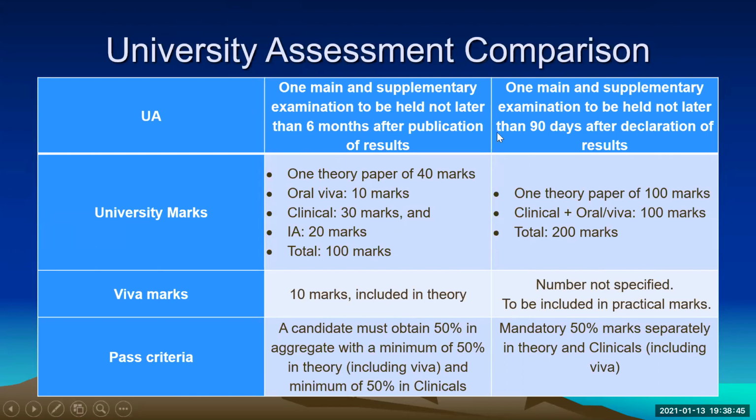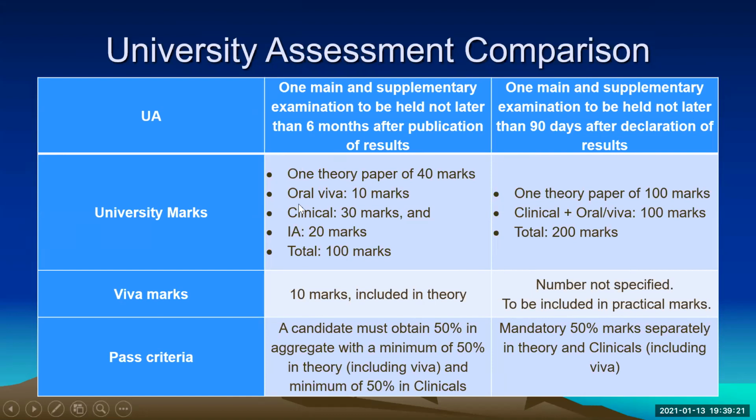But in the newer CBME curriculum, there will be one main exam and a supplementary exam not to be held later than 90 days, that is 3 months after the declaration of the result. So what I think is, the student will be able to continue with the next phase, and before 90 days, he will have to just complete the previous phase exams, but he will remain with the main batch. If he again fails after 90 days, then maybe he will go back with the junior batch.